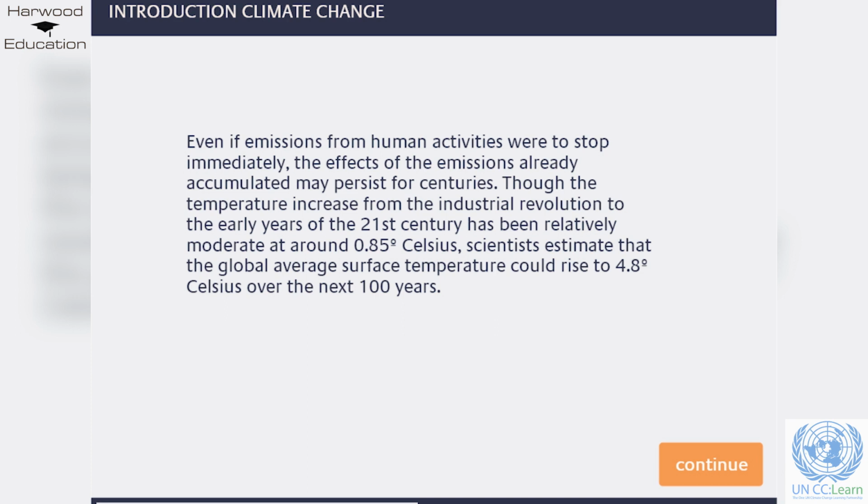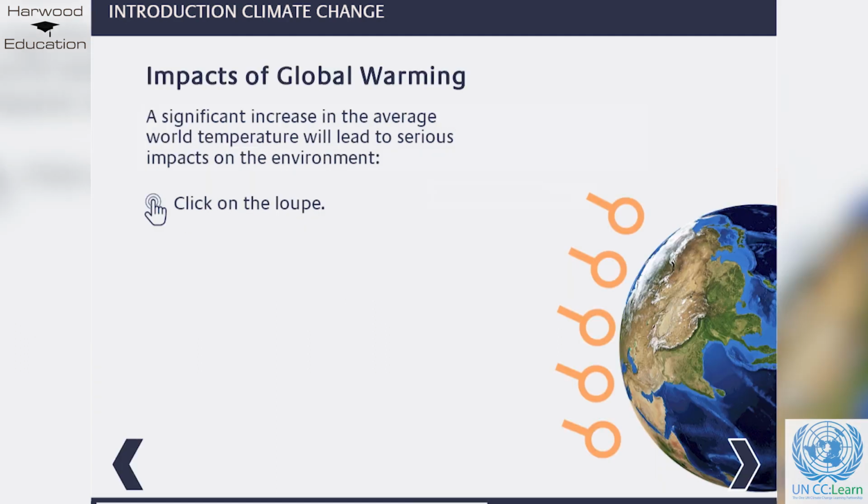Though the temperature increase from the Industrial Revolution to the early years of the 21st century has been relatively moderate at around 0.85 degrees Celsius, scientists estimate that the global average surface temperature could rise to 4.8 degrees Celsius over the next 100 years. Impacts of global warming.